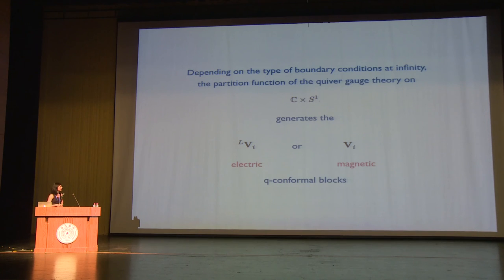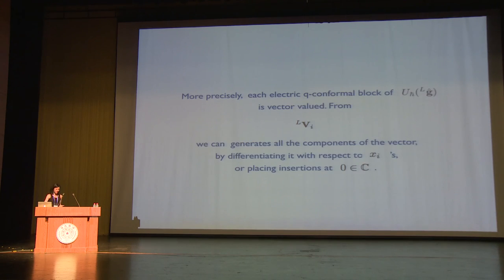Now, depending on the choice of boundary conditions at infinity of C, one generates either the electric or the magnetic conformal blocks as partition functions of this quiver gauge theory. More precisely, each electric conformal block of the quantum affine algebra is vector valued. But from the partition function of the gauge theory on C times S1, one can generate all the components of this vector by differentiating with respect to x's or placing extra insertions at the origin.